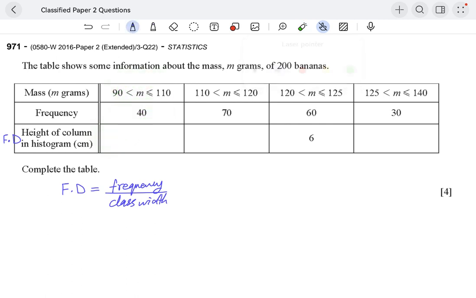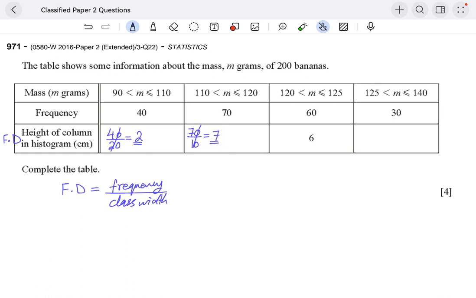So I will say here it's 40 divided by the class width from 90 to 110. What's the difference? It is 20, and 40 divided by 20 is 2. So the frequency density is 2. The second frequency density, the same thing, divide the frequency by the class width. So 70 is the frequency divided by the class width from 110 to 120. What's the difference? It's 10. So 70 divided by 10 is 7. This is the frequency density.